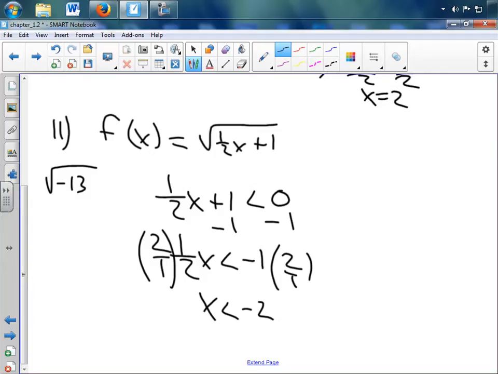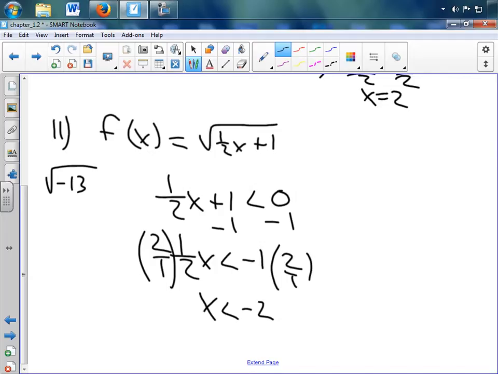Can it equal negative 2? Can this equal negative 2? What's 1/2 of negative 2? Negative 1. What's negative 1 plus 1? What's square root of 0? So I can equal that. That's why I did not put the equal to bar here.